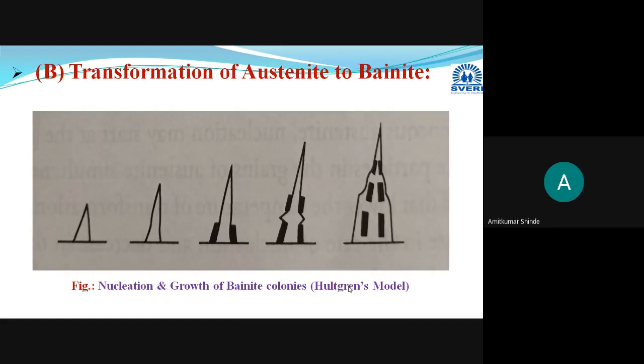Then please draw this diagram: transformation of austenite to the bainite. This is the ferrite, the nucleus of ferrite, and this darker portion is the cementite. Please draw the diagram, and after completing, put in the chat box that you have completed the diagram. Then we will move towards the next transformation product, that is, austenite transforming to the martensite.